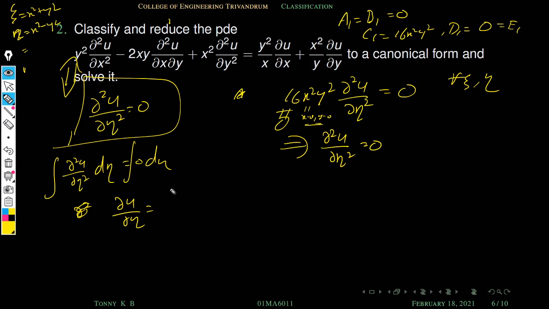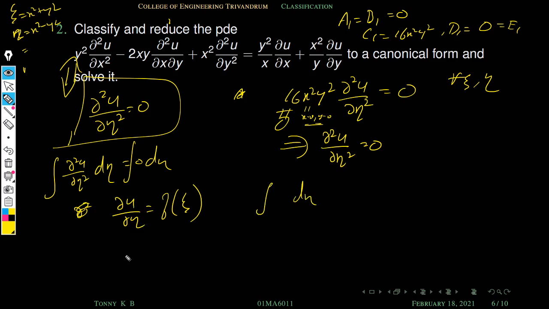The constant of integration is a function of psi, isn't it? If you differentiate again with respect to eta, this side becomes 0. So in the case of partial differential equations, if you integrate with respect to eta, then the constant of integration is a function of the other variable. Our aim is to find u. So we have to integrate again with respect to eta.